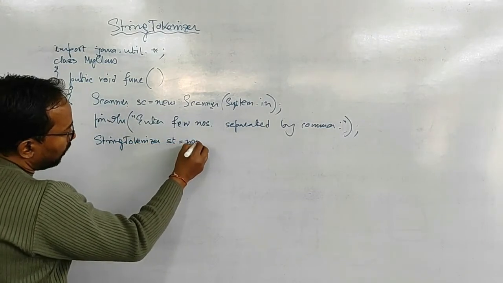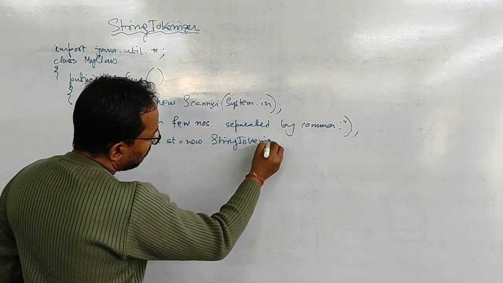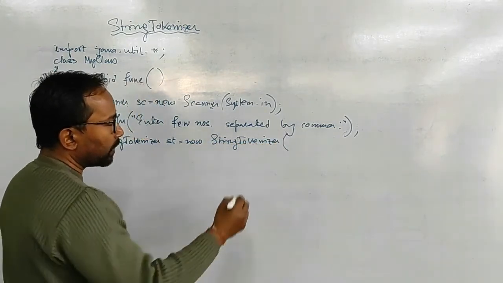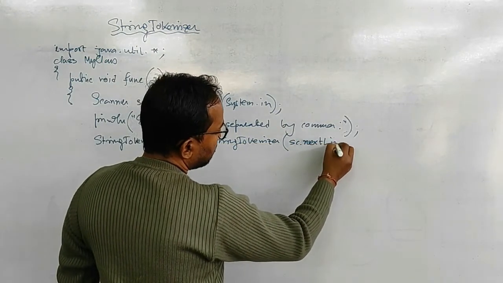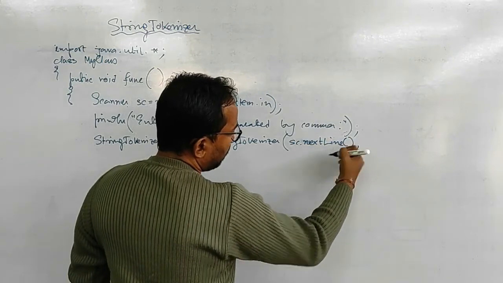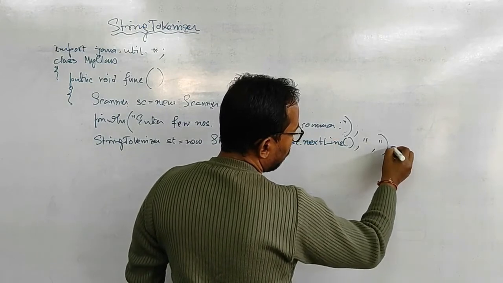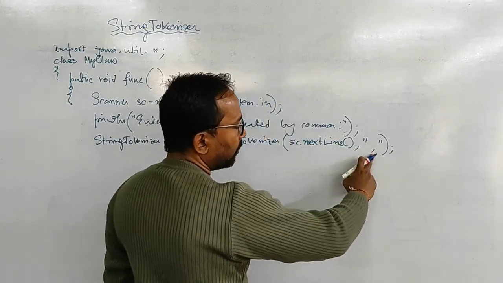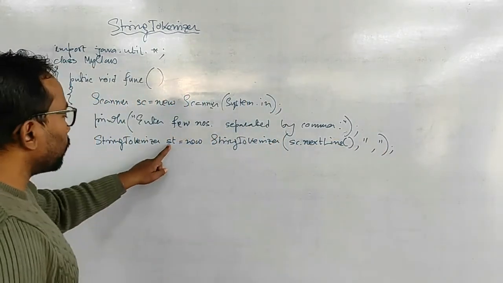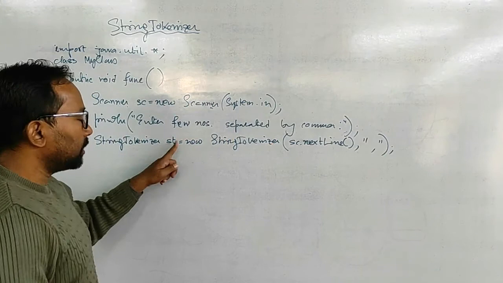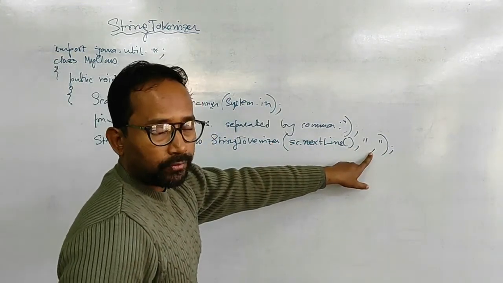StringTokenizer st equal to new StringTokenizer, sc.nextLine() to read the comma separated numbers, and then in double quotes a comma, which will be the delimiter, as the second parameter for this constructor. So this will create one object of the StringTokenizer class where the first parameter is the user input and the second parameter is the comma which will be the delimiter.